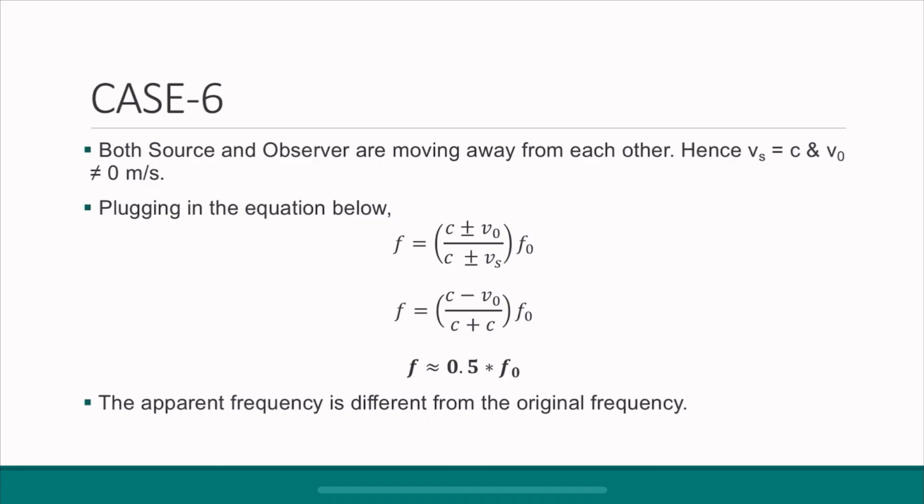So it stays the same. And the next case is when the source is moving away from the observer, but the observer is also running in the opposite direction. Again, the velocities are same. The observer has a non-zero velocity. You plug all the values in, we still see that, since v0 is very small compared to the speed of sound, the answer is still the same. It's going to be almost equal to half of the original frequency. The apparent perceived frequency would be half of the original frequency.